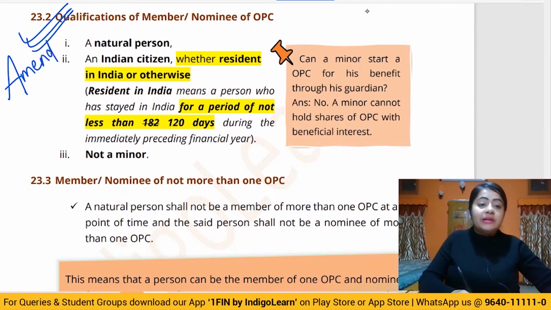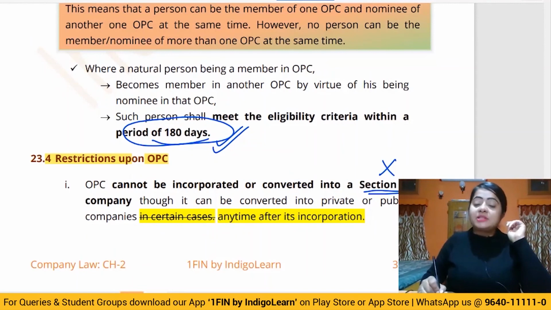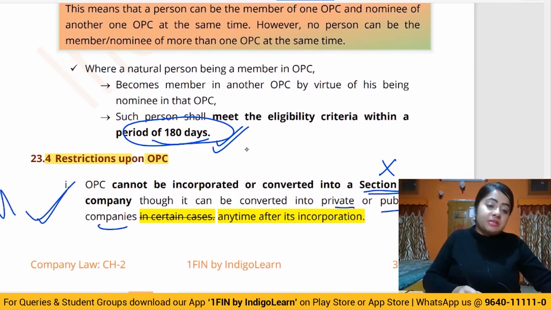Okay, so earlier it was stated that a natural person who is an Indian citizen who should also be a resident, that person can be a member or a nominee of a one person company. Now this resident criteria has been removed. Now it is only required that the person has to be a natural person. That means he has to be a human being. So a one person company can never be a section 8 company. So a one person company cannot be a section 8 company, but it can convert itself to a private company or a public company. Here also there is an amendment.